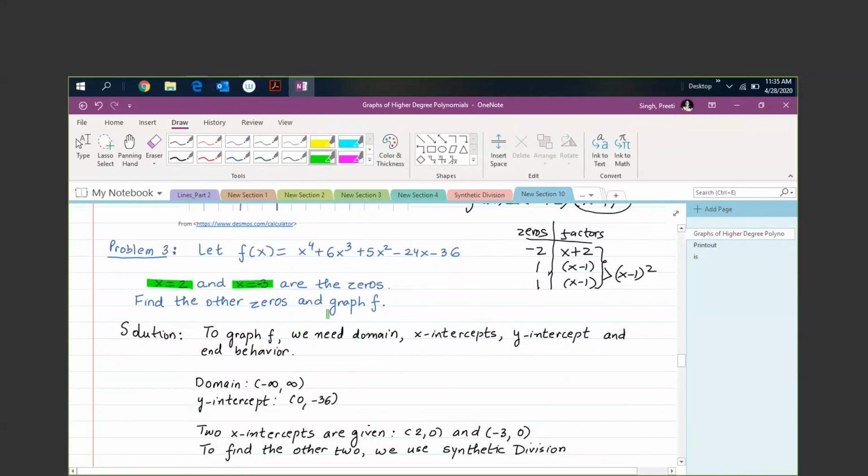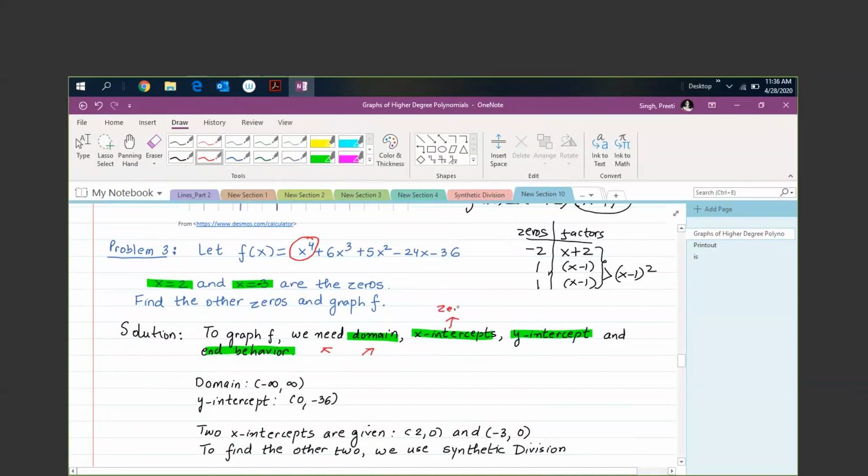There could be other parts. To graph f, we need the domain, which will be -infinity to infinity. X-intercepts, which will be your zeros, y-intercept, which will be -36 in this case, and the end behavior. Your end behavior, because of the x to the 4th term, is going to be something like this. For all the even powers, the end behavior is going upwards in both directions.